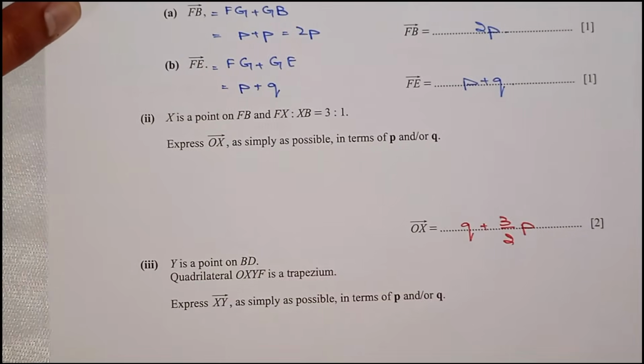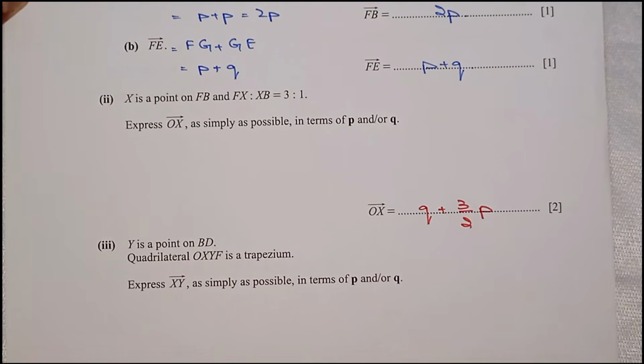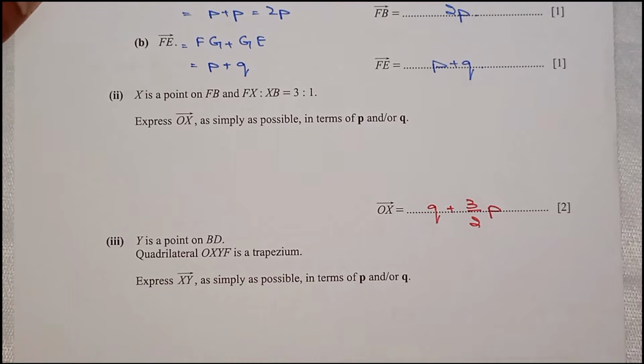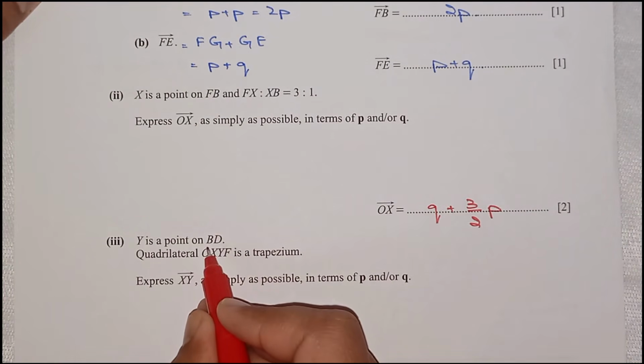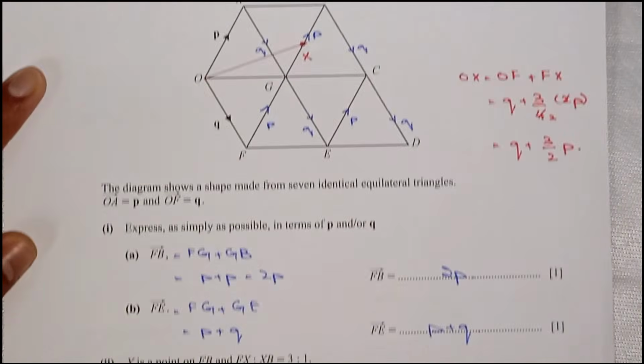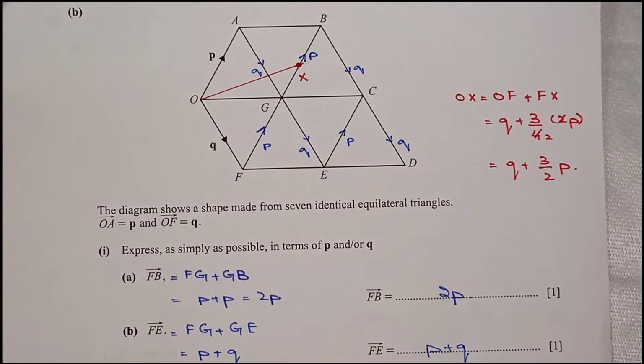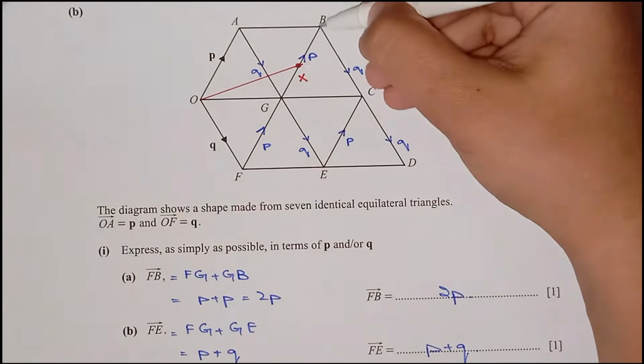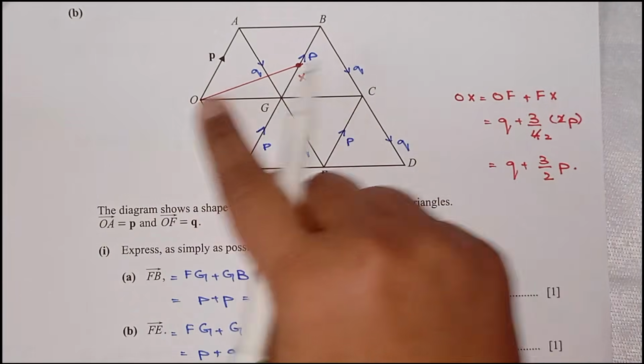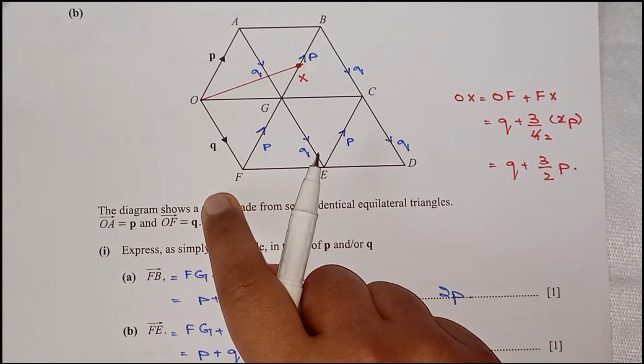Okay, now for part 3, Y is a point on BD. The quadrilateral OXYF is a trapezium. Express XY as simply as possible in terms of P and or Q. So Y is a point on BD. Where is BD? B to D, this is BD. And Y is a point on BD such that OXYF must be a trapezium.